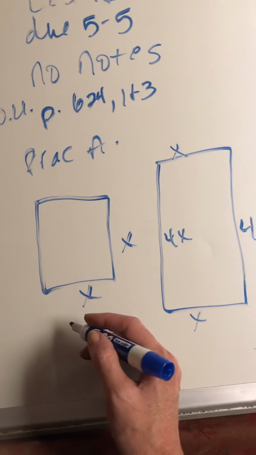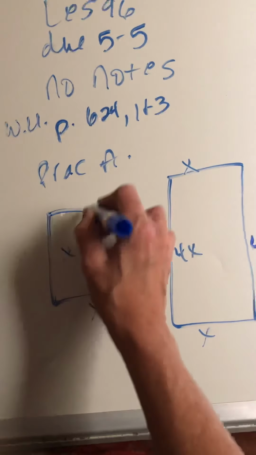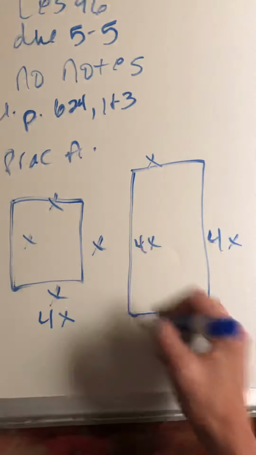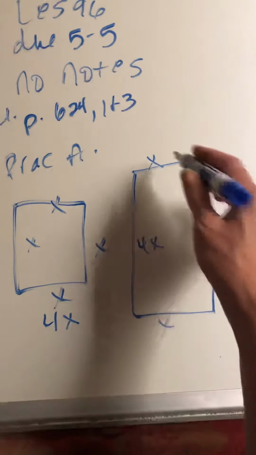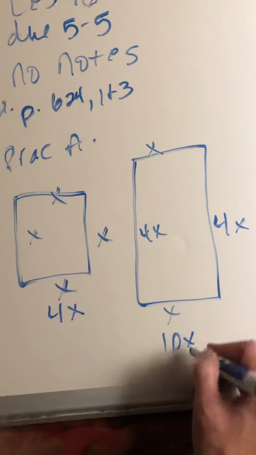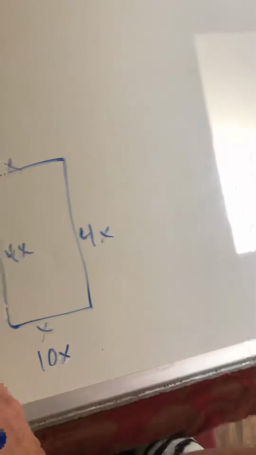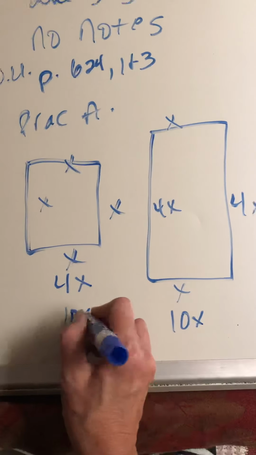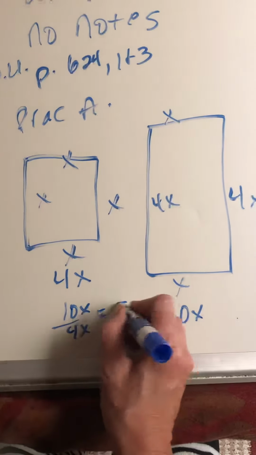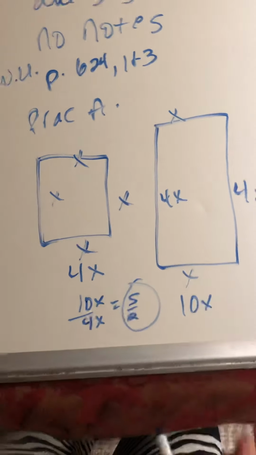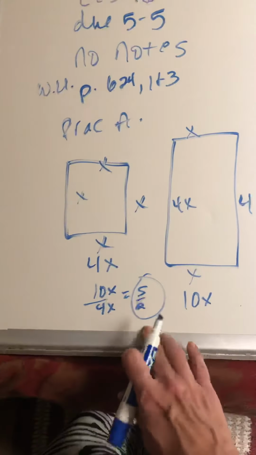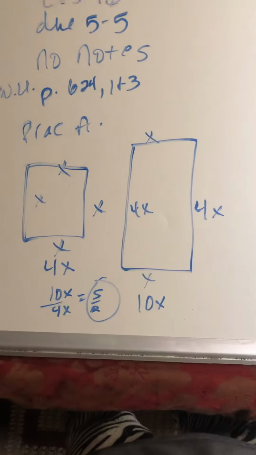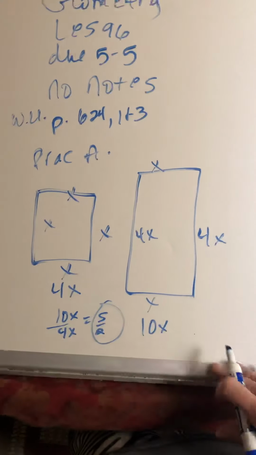So we just need to find this perimeter. This perimeter is 4x. And then this perimeter is 8x and then 2x, so 10x. And then we want new figure to original. So 10x over 4x, which is 5 over 2. Okay, write them as fractions. Do not write them with a colon, write them as fractions. So that's what's happening on lesson 96.